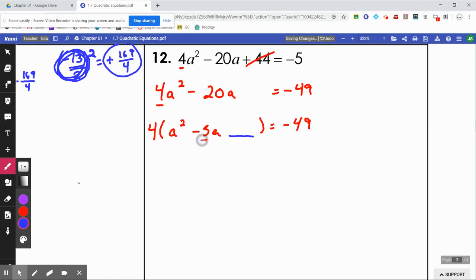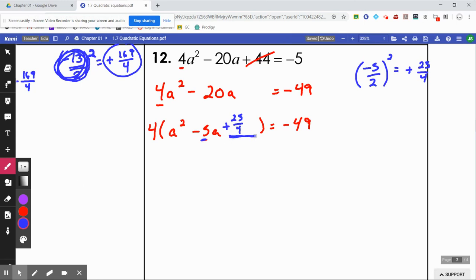And to complete our square, we always again take this term, negative 5, we half it, which again, I would rather you leave it as a fraction, which makes this so much easier because now to square a fraction, you simply have to do a negative times a negative is a positive, square the top and square the bottom. So we're going to add 25 fourths to both sides.